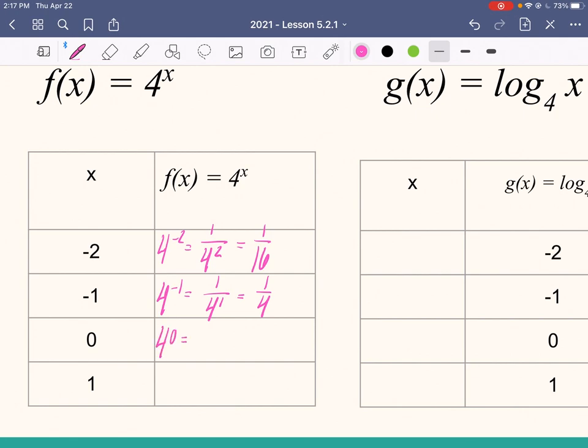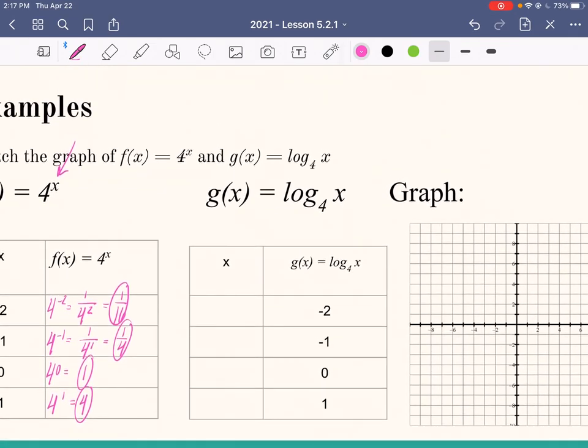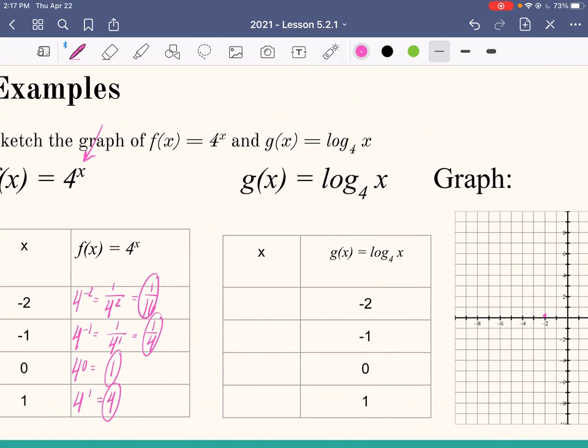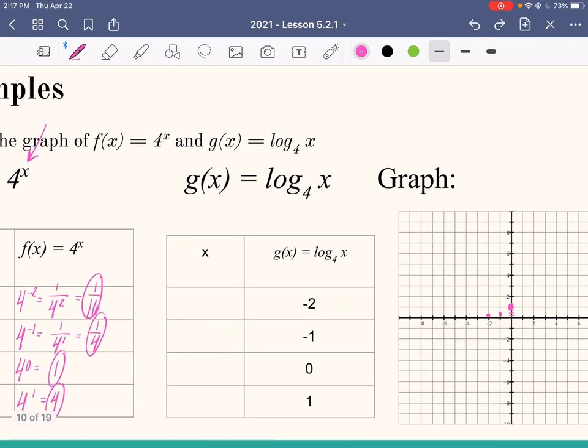4 to the power of 0 is just 1. And then 4 to the power of 1 is 4. So we've got 1/16, 1/4, 1, and 4. I'm going to go ahead and graph these real fast. So -2 and then 1/16 is super close to 0. You're just approximating that. -1 and 1/4 is if we break this into fourths. Then (0, 1). It should go through that point again because it's not been transformed horizontally. And then (1, 4). All right, so here is f of x.